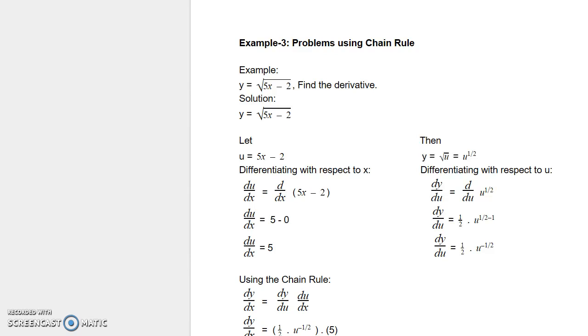Welcome to my presentation. This presentation is part of the playlist The Chain Rule. In this presentation, we will be solving problems using the chain rule. Let's look at some example problems.